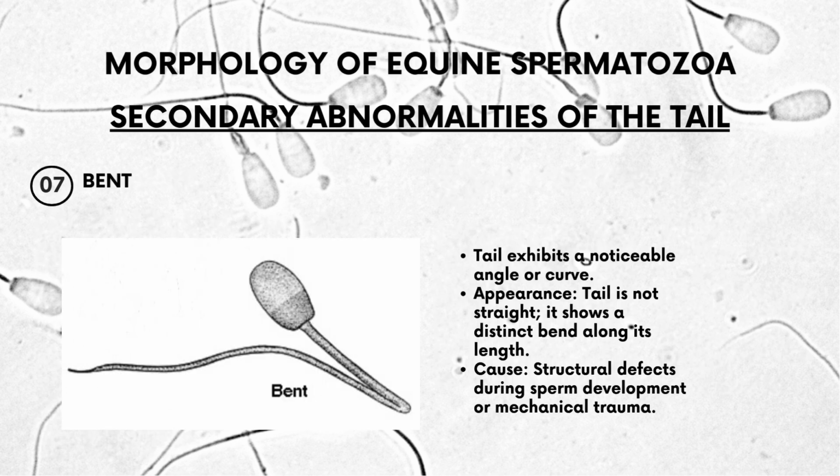Lastly, a bent tail is another common abnormality. This defect is marked by a noticeable curve or angle along the tail's length. The cause can be either structural defects during sperm development or mechanical trauma that occurs during collection or processing.